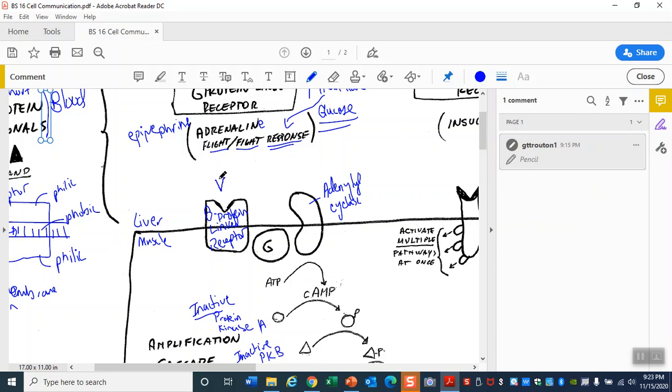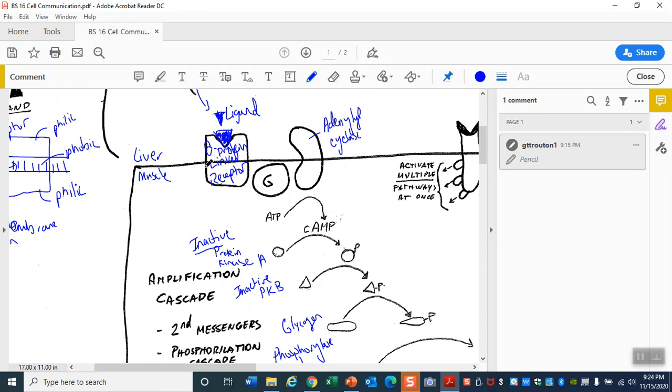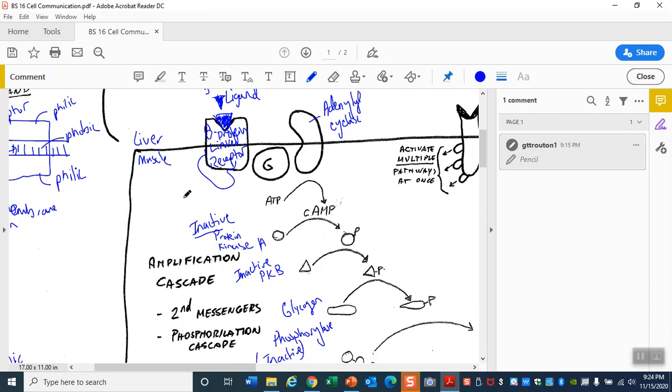Let's draw our ligand. So this little triangle is our ligand. This is adrenaline. Here he is. That's the ligand. That's our signal molecule. And remember, it fits in the active site, or the reception site of this receptor protein. That binding is going to cause a conformational change in the cytoplasmic portion of this receptor. So there's the conformational change. I just drew a little shape change here.